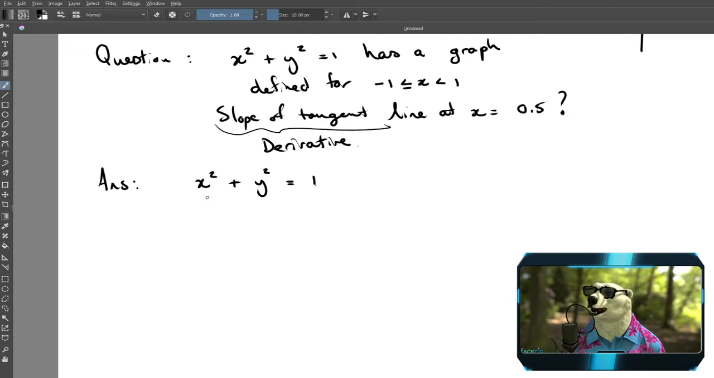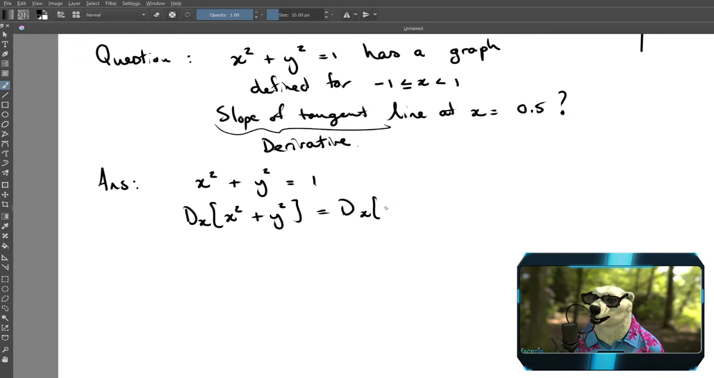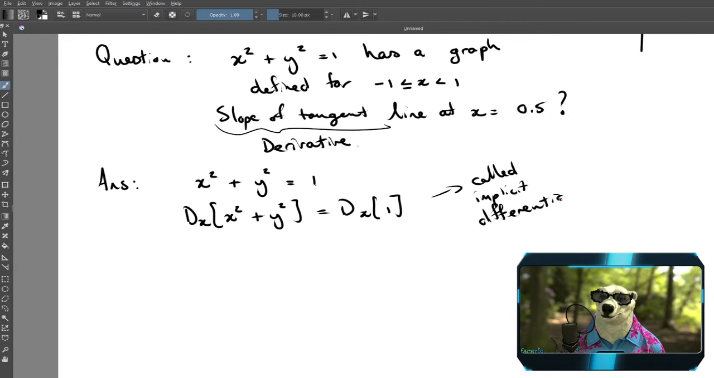All I have to remember is that there's a left-hand side, and there's a right-hand side. And they're equal, meaning their derivatives will be equal as well. Whatever they are, whenever we do this, this is called implicit differentiation. Differentiation is the process of finding a derivative.